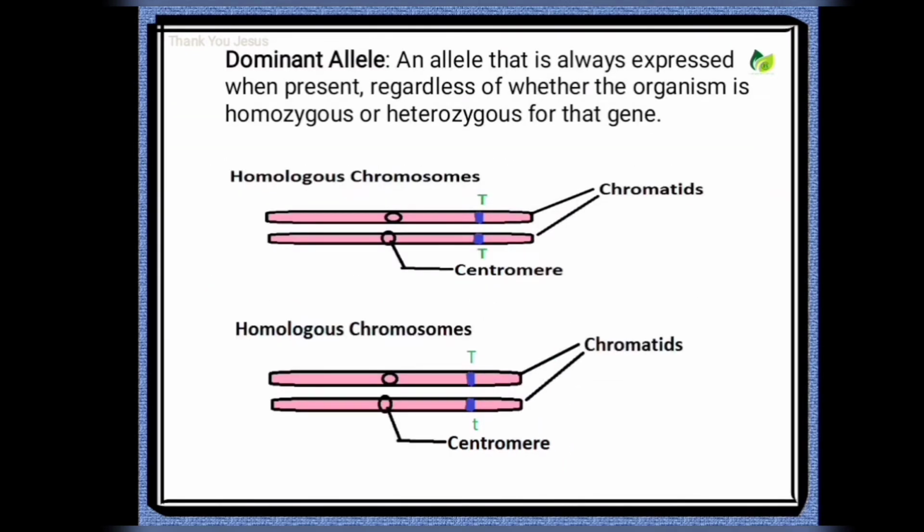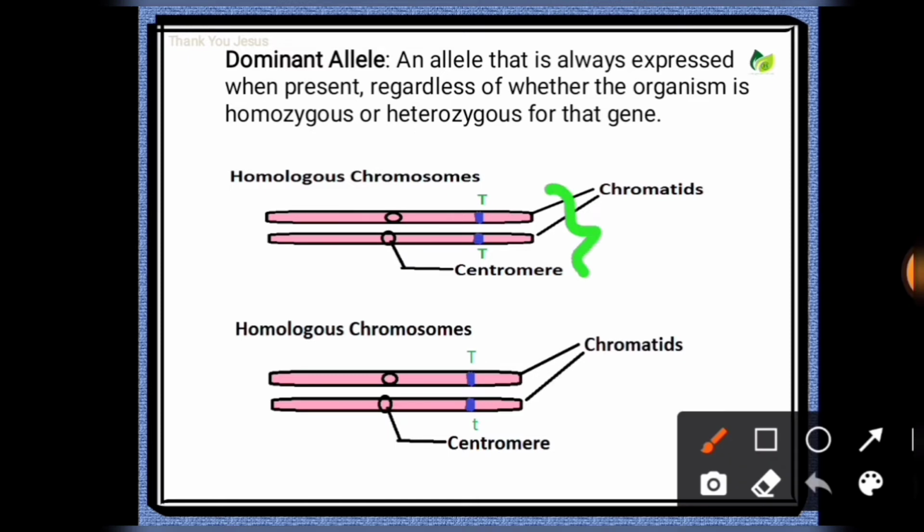Next one, dominant allele. An allele that is always expressed when present, regardless of whether the organism is homozygous or heterozygous for the gene. So look at the picture. If the allele is present in homozygous condition, first one, or heterozygous condition, it will definitely be expressed. Here there are two conditions observed in organisms. One is the homozygous condition, the other is the heterozygous condition. In both cases, the plant expresses tallness.